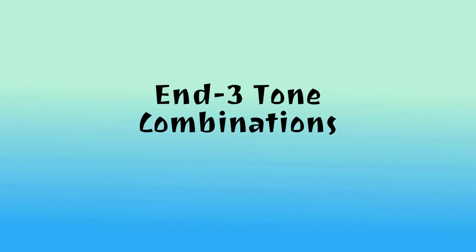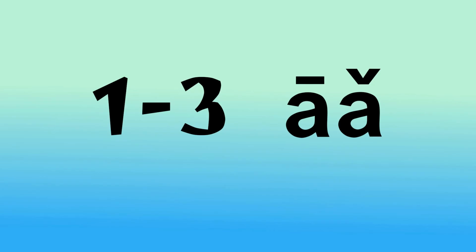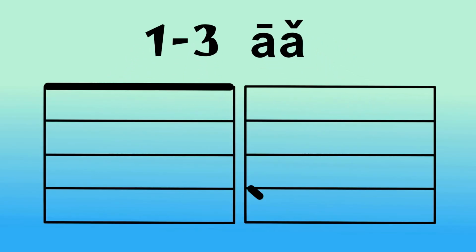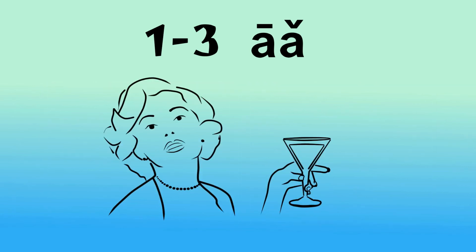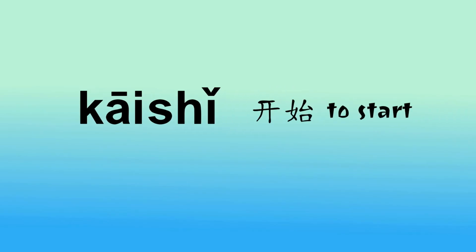Let's look at combos ending in the third tone, starting with the 1-3 combination. It sounds like this. For the purpose of remembering this combo, you could think of an old-time actress saying darling. Darling, darling. The model word for the 1-3 combo is 开始, which means start or to begin.